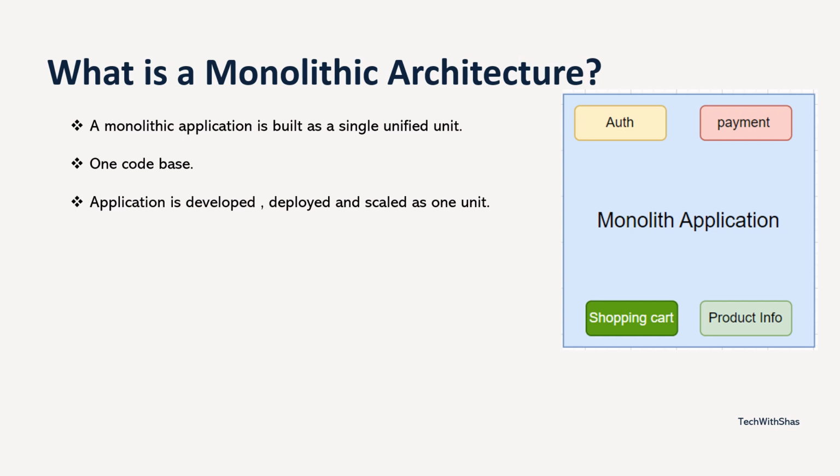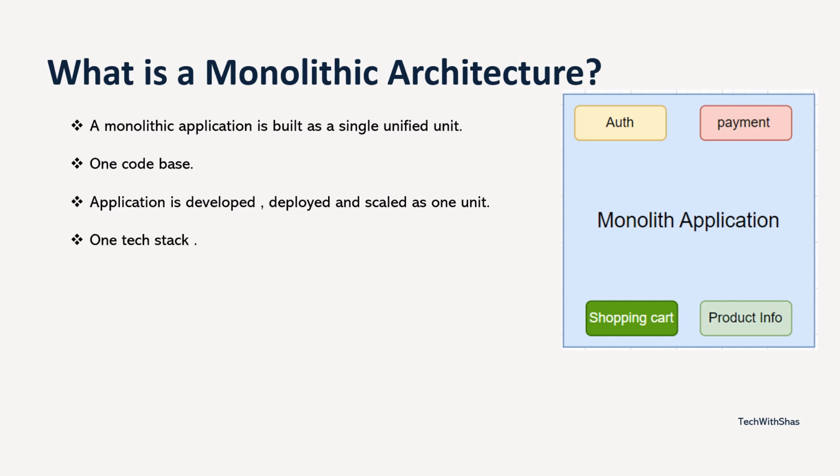Also, the important thing about scaling, right? Suppose you want to scale your application, and also suppose you want to scale a particular functionality. It is not possible here because you have to scale the whole application together. You cannot scale the payment service or the product service separately. You have to scale the whole application together.